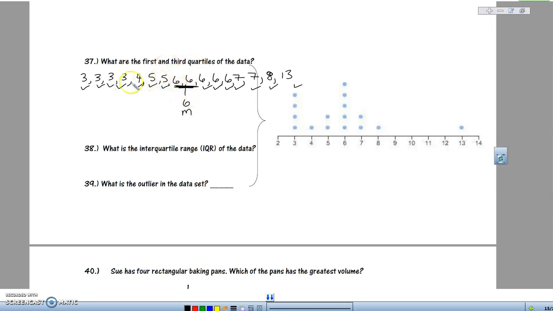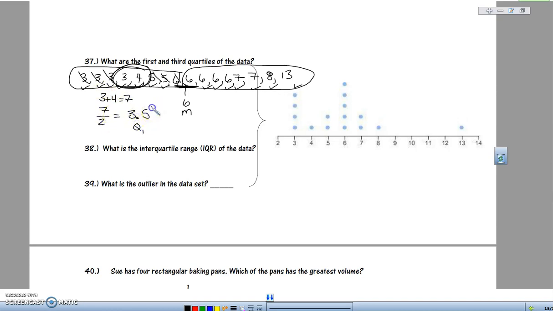Now, I can just look at this side and find the median, and I can look at this side and find the median. So 1 and 1, 2 and 2, 3 and 3. I am stuck with 3 and 4. So 3 plus 4 is 7. 7 divided by 2 equals 3.5. So that's Q1.